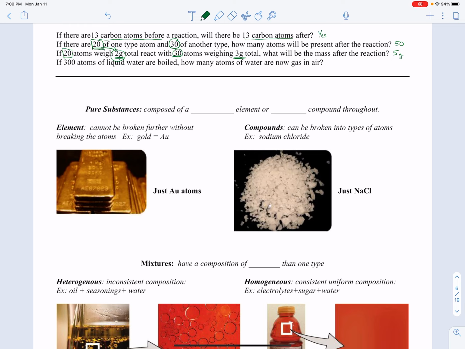And then if 300 atoms of liquid water are boiled, how many atoms of water are now gas in the air? If they all boiled, then now they're just 300 atoms in the air.